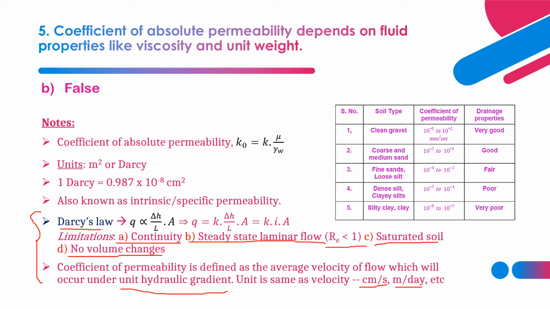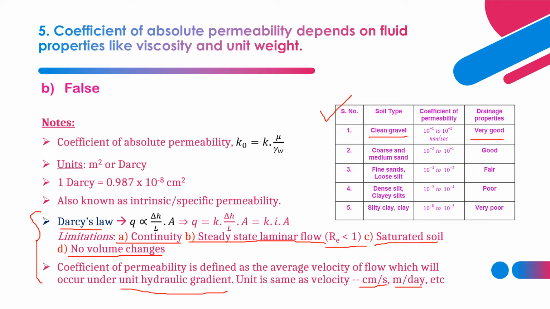Now, before moving to the next question, we shall see this table also. For example, if the soil type is clean gravel, then we can expect the coefficient of permeability as 10 power minus 1 to 10 power 2 millimeter per second. That means the drainage properties are very good. That is, it cannot hold the water. The water in the clean gravel will drain out very fast, at the rate of 10 to 10 power 2 millimeter per second.